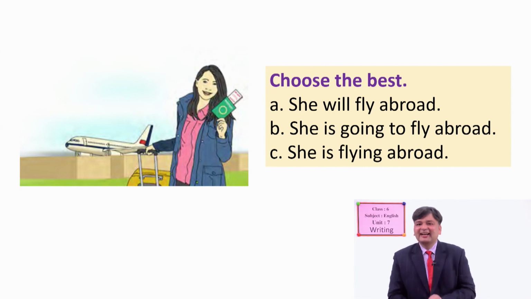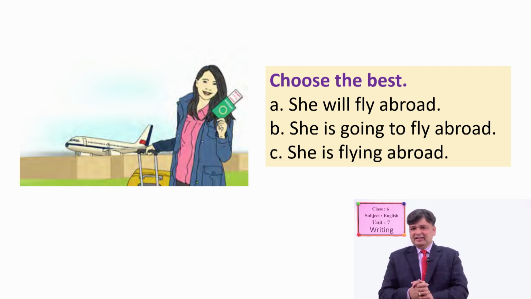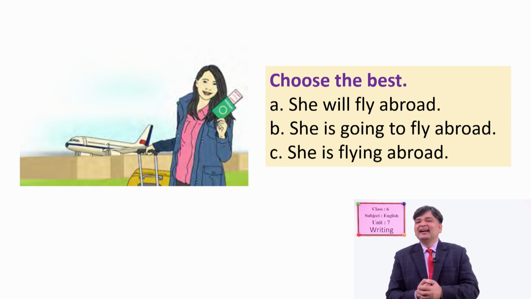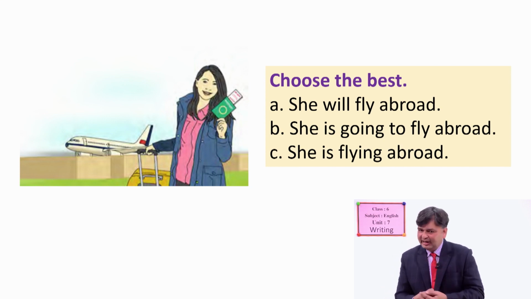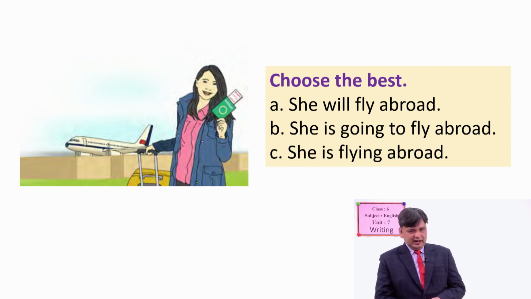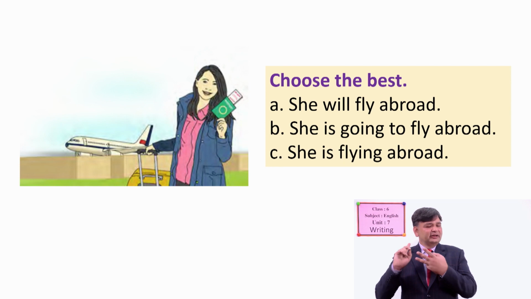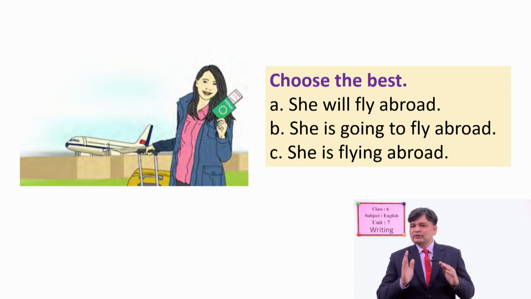So last time you had this picture, right? Yes, it's on the previous page of your textbook. Okay, so what can you see there? You can see 3 sentences. Out of these 3 sentences, you have to choose the best. So which one do you choose? She will fly abroad. Okay, good. There are other possible options also. She is going to fly. She is flying abroad. You can also see 2 more similar sentences. Those can be appropriate to her situation.